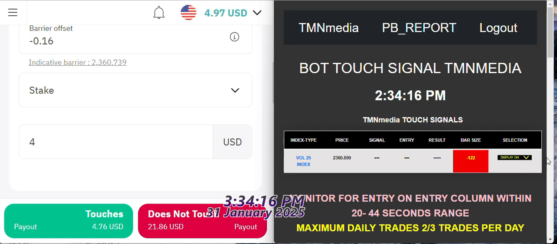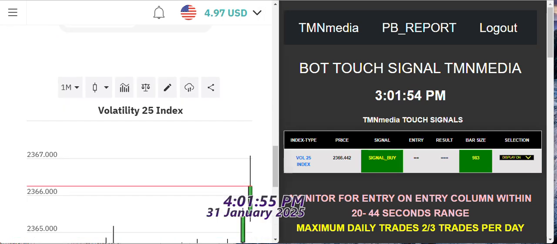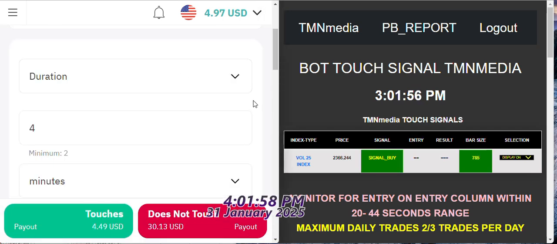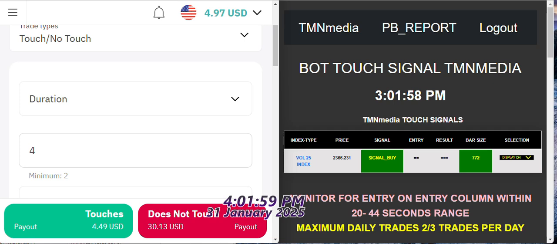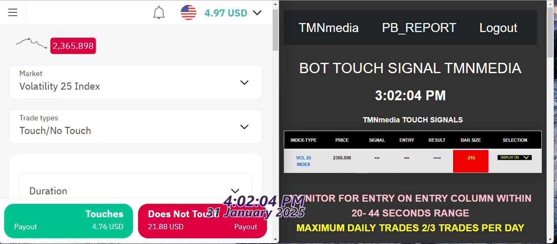Because the signals do not just come, you have to wait for it, unlike the other one that is very frequent. You have to wait for it to be in the direction and in line with what you want to do. So I'm going to wait. I'll pause. Okay, I didn't get a signal there.